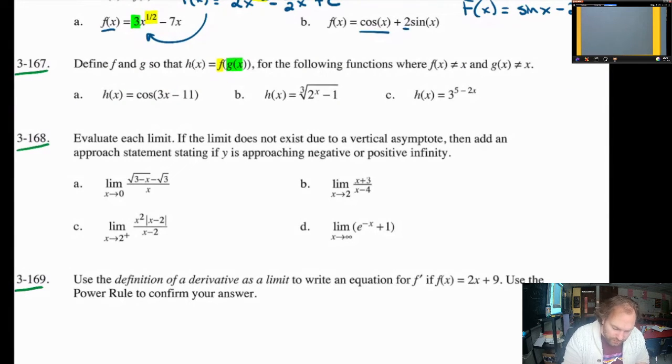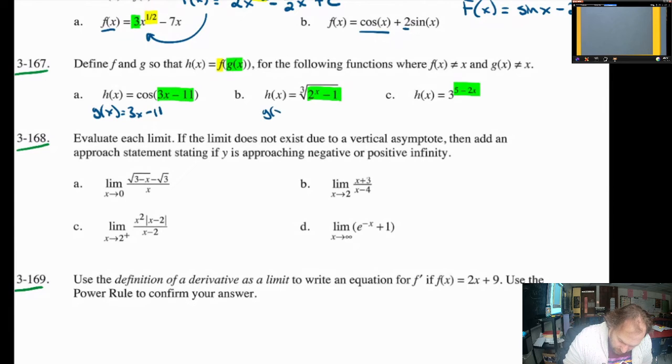So the inside function I'm going to highlight in green to help you see it. Right there. Those are going to be your g of x's that are happening, so it's easy to write those first. G of x is going to be 3x minus 11. G of x is going to be 2 to the x minus 1. And here g of x is going to be 5 minus 2x. That's all there is to that.